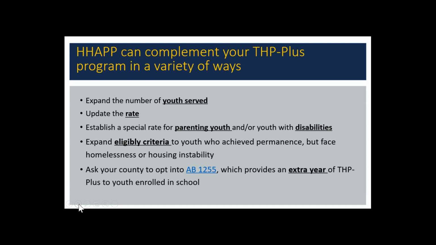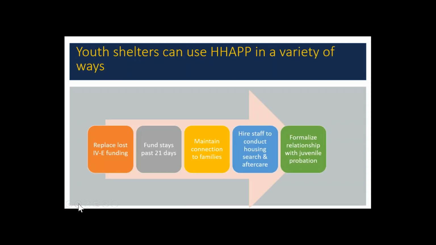Another one is to opt into AB 1255, which enables young people to participate in THP Plus for a third year. So that blue hyperlink on your screen is a list of the 28 counties that have opted into 1255. So if your county hasn't, that's another thing that you, as a THP Plus provider, might want to go to your county and say, maybe we should think about this and allow young people to have that extra year of the program. So again, this is food for thought. This is a local decision that you need to think about with your local public officials about what's right and what would generate the support to get this funding.